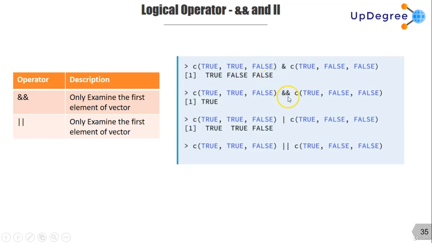But if I use the double AND operator, it would only examine the first element of the vector. So what is the first element of the vector? It is true and true, so that would give me true. Similarly for the OR operator: the simple OR operator is fine, I think, so it would check one by one and give you the result. But if you have the double OR operator, then it would only check the first one. So for true and true, it would give you the true result.